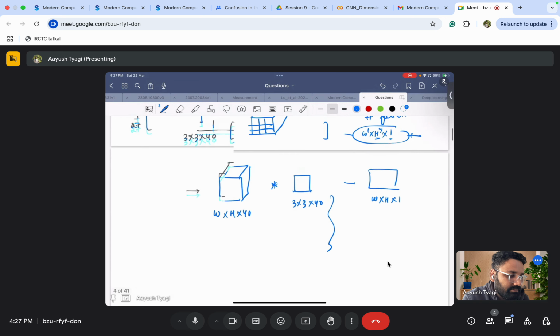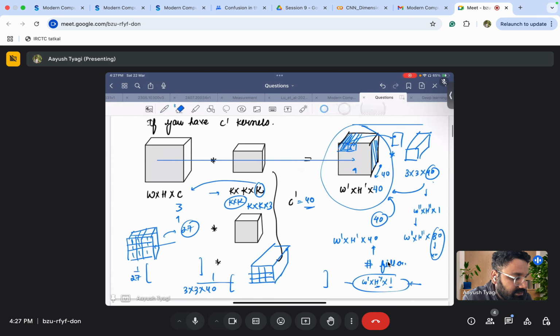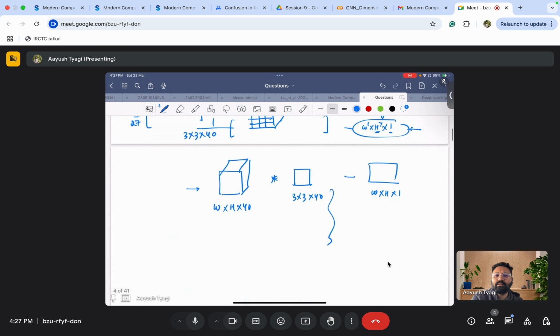Layer 1 will have a 3 cross 3 cross 3 kernel. Now suppose you are doing a convolution operation and the input is RGB, and they're saying convolve with a 3 cross 3 kernel. Just assume that you have a depth of 3. Depth should always match, then only you'll get an output.